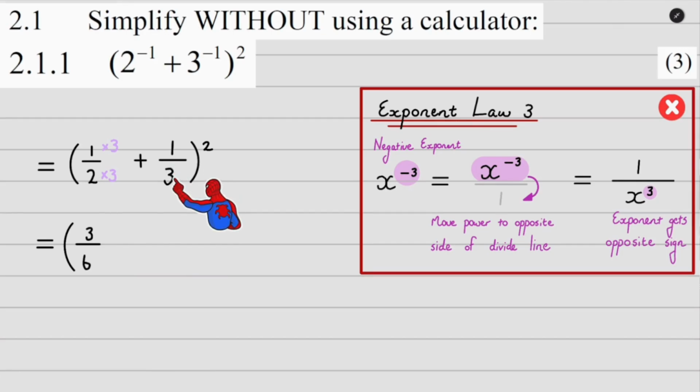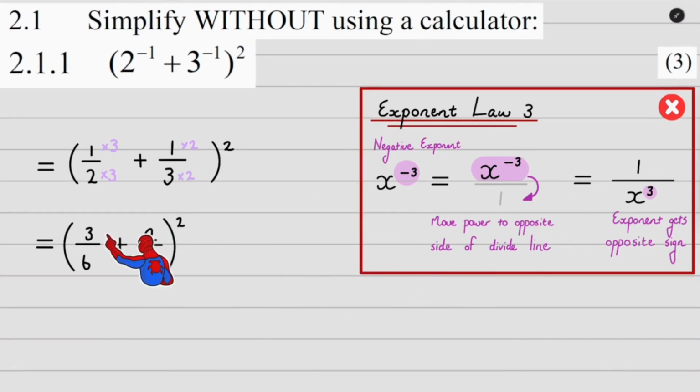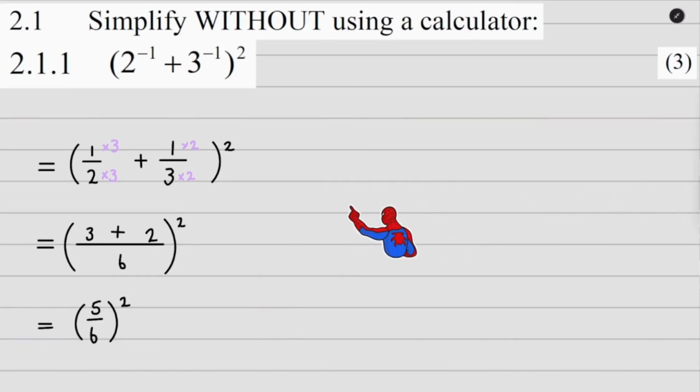Okay, what do I need to times 3 by to get 6? I have to times it by 2. And now I want to morph them into like one big fraction like this. And you really want to get comfortable enough to do that all in one step. It's a very powerful tool in maths. So we are going to be left with 5 over 6 squared.